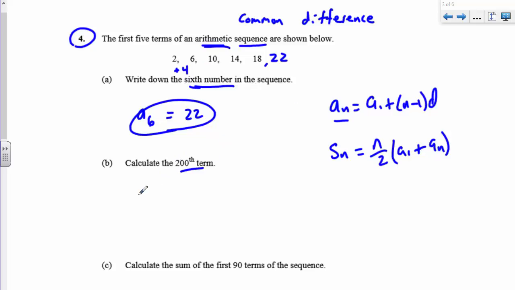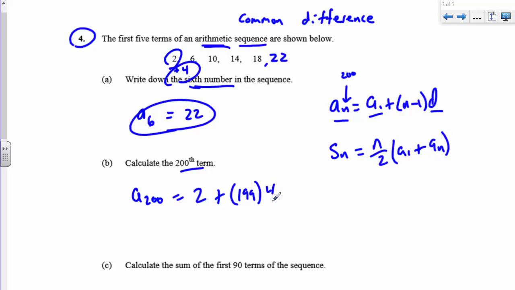Calculate the 200th term. So I want A200. I want the 200th term. So this n value right here, they're telling me is what? They're telling me it's 200. So this will equal the first term. The first term I know is 2. 2 plus 200 minus 1 is 199, and then we'll multiply by the common difference, which we decided up here is 4. Alright, so 4 times 200 would be 800. We subtract 4 from that, which would be 796, and then we'd add 2. So this answer would actually be 798 when you figure it all out right here.